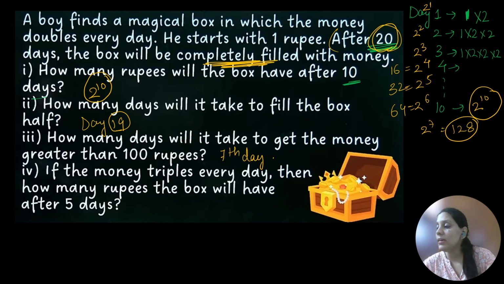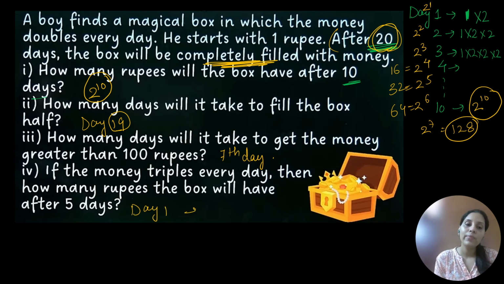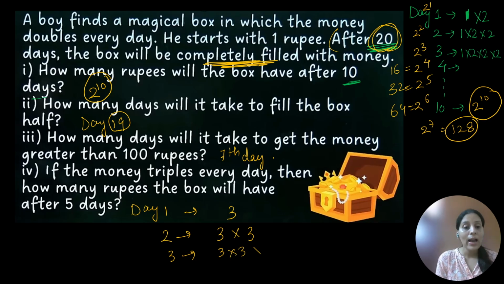Now the money is tripling every day. So now look, on day 1 it is 3. All right. Day 2 पे क्या होगा? This one, the original, and it is getting tripled every day. So into 3. Day 3 पे क्या होगा? Already you have 3 into 3, and it will again triple.